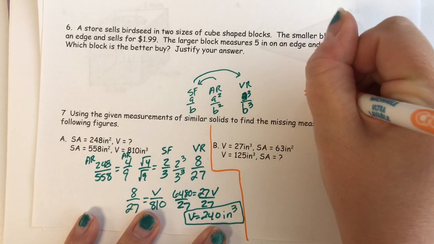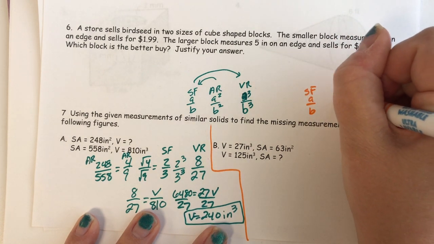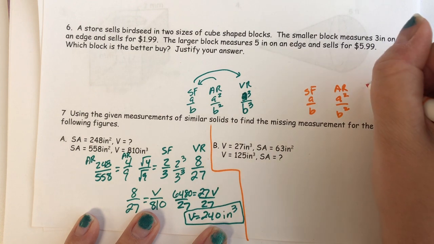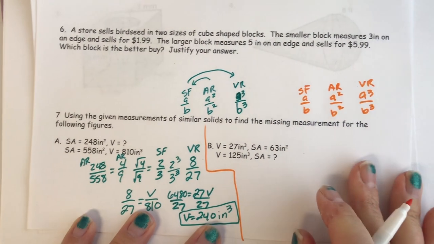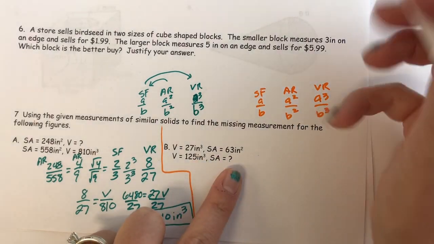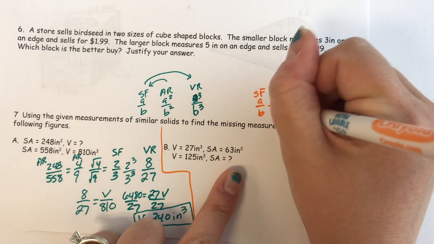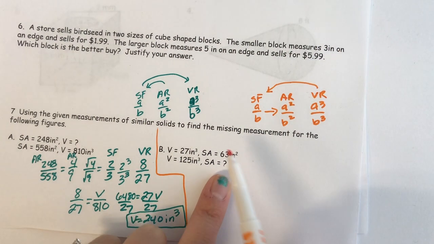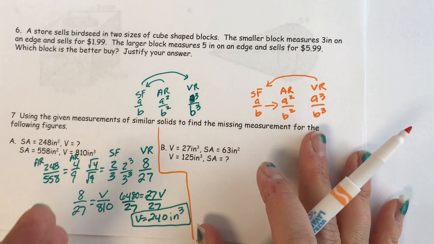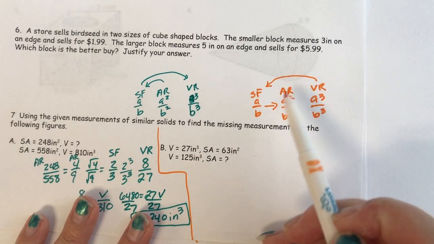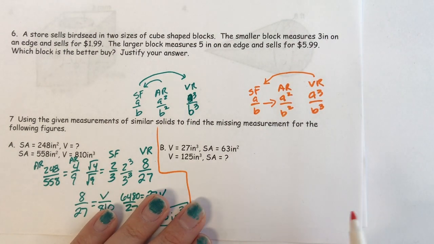So again, we've got our scale factor, which is A over B, area ratio, A squared to B squared, volume ratio, A cubed to B cubed. Here we are starting in our volume, so we need to go from our volume to our scale factor, and from our scale factor to our area ratio in order to deal with this surface area. Lateral area, surface area, and regular area are all this area ratio. It doesn't matter which type they're referring to.